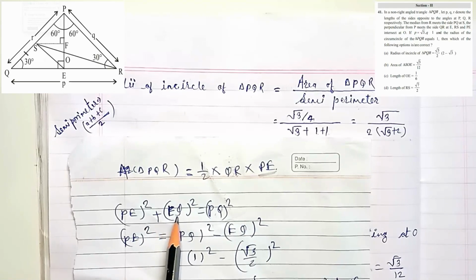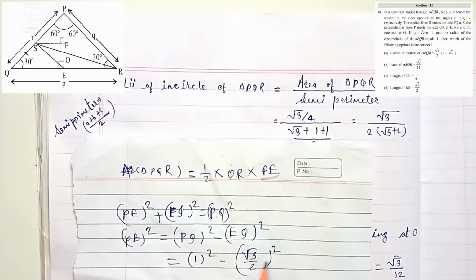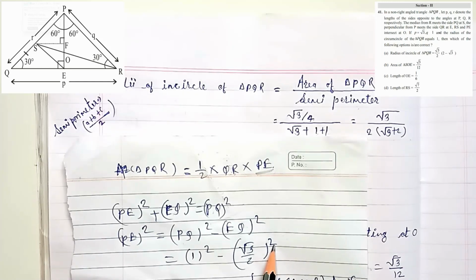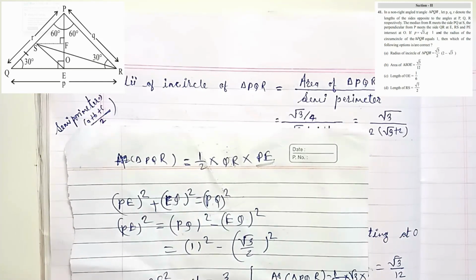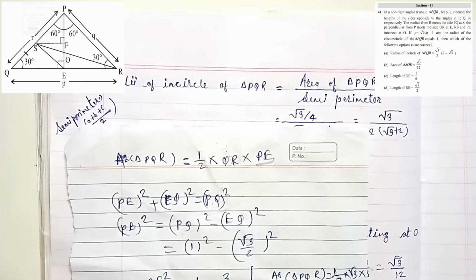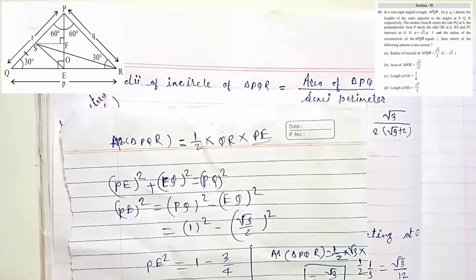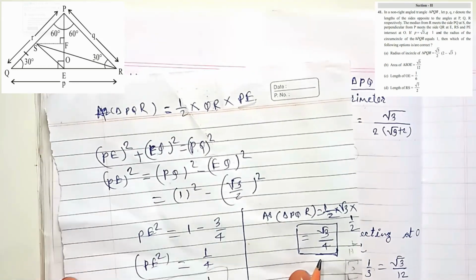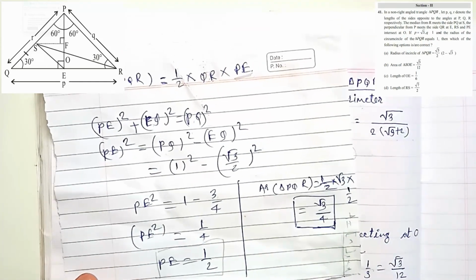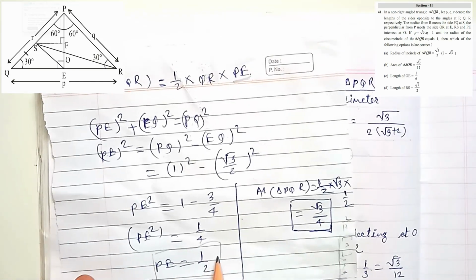Now take EQ here to the other side. So PQ square is 1 square minus EQ square, which means root 3 by 2 bracket square. Okay, so 1 square remains 1, root 3 by 2 bracket square is 3 by 4, so 4 minus 3 by 4 means 1 by 4. So PE square is 1 by 4, that means PE is equal to plus minus 1 by 2. Okay, but minus is not possible, as these are distances. So PE is equal to plus 1 by 2.